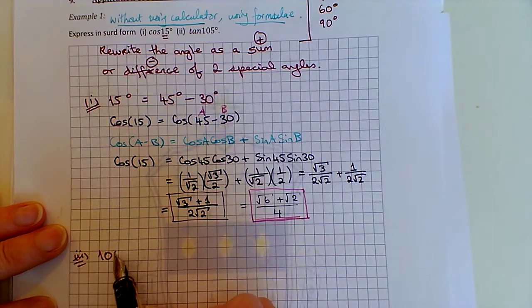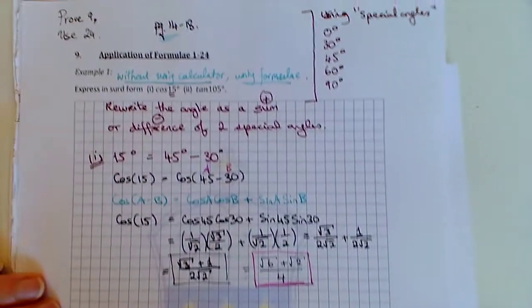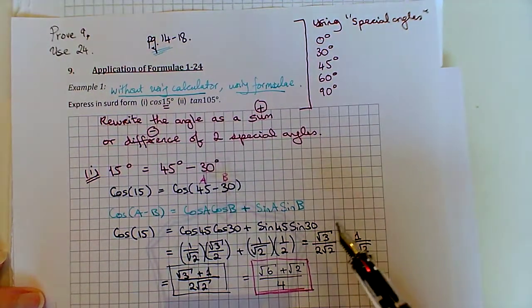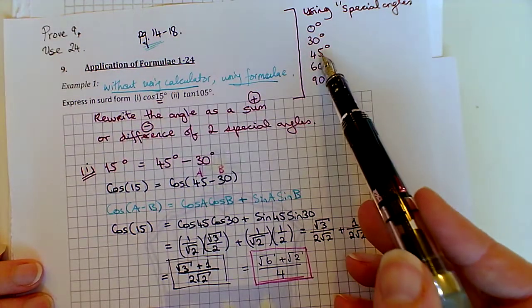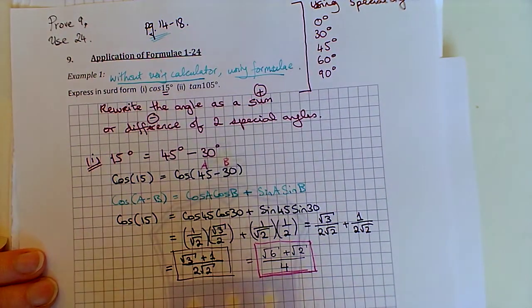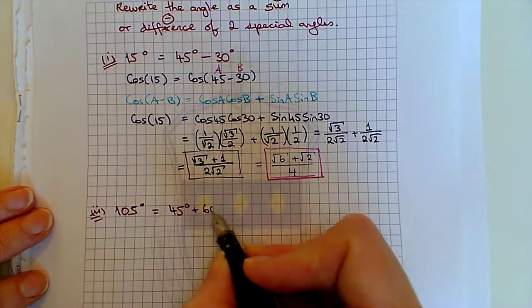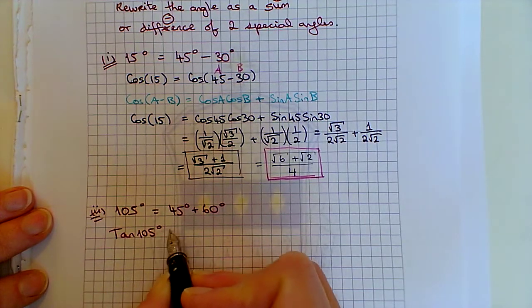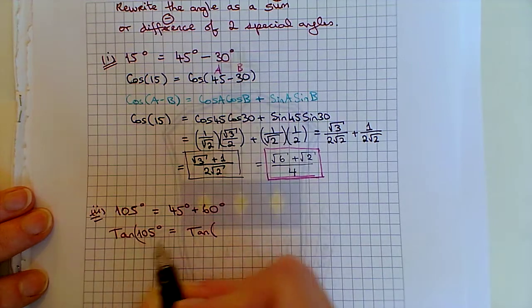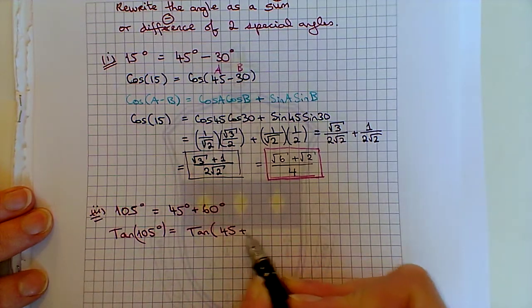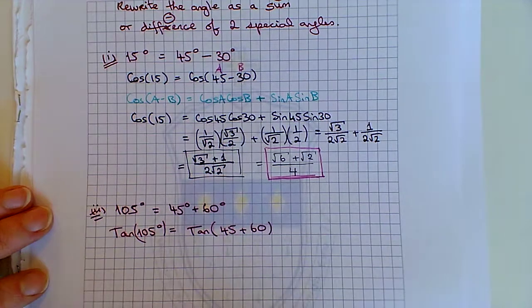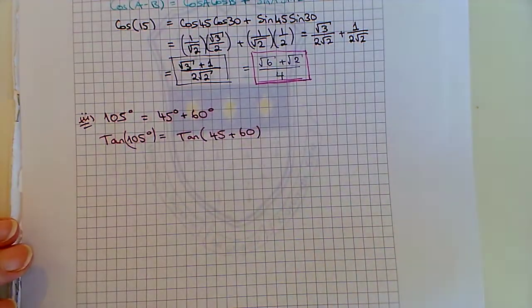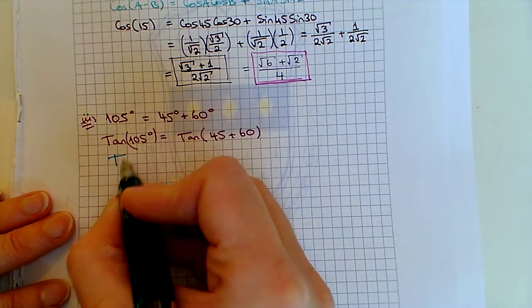So the first thing we do is we look at 105 degrees and I say, well, how can I combine my special angles to get 105 degrees? 45 and 60. So that can be written as 45 degrees plus 60 degrees. And tan of 105 degrees is the same as tan of 45 degrees plus 60 degrees. So I'm looking for a tan of A plus B formula.